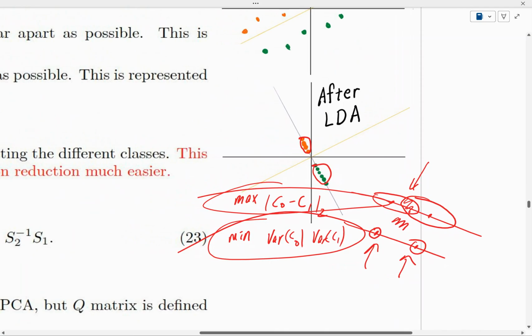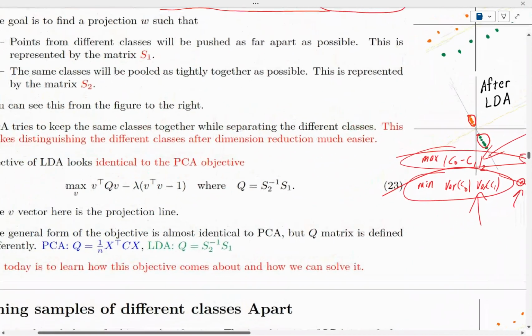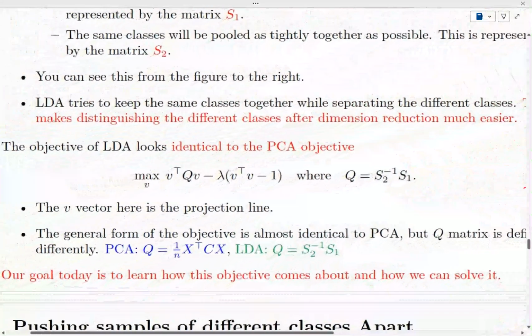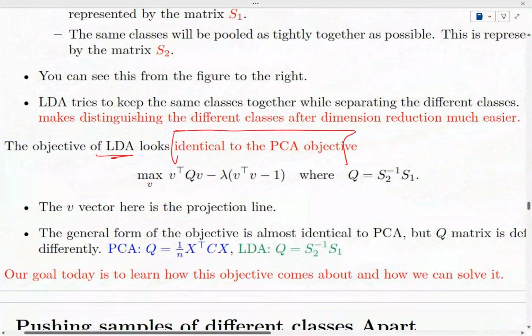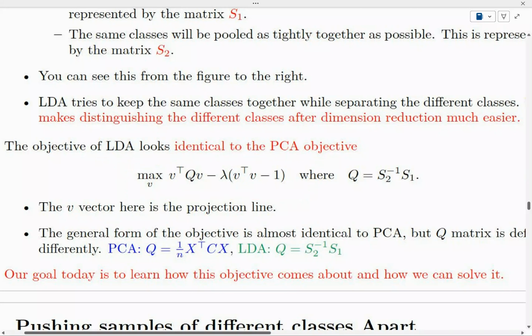If we can mathematically define the center and the variation, the problem is solved. As a result, it turns out that the objective of LDA looks identical to PCA. So this is what we did in PCA, right? The only difference is that in LDA, the Q matrix is defined differently. So if you know how to solve PCA, you know how to solve LDA.